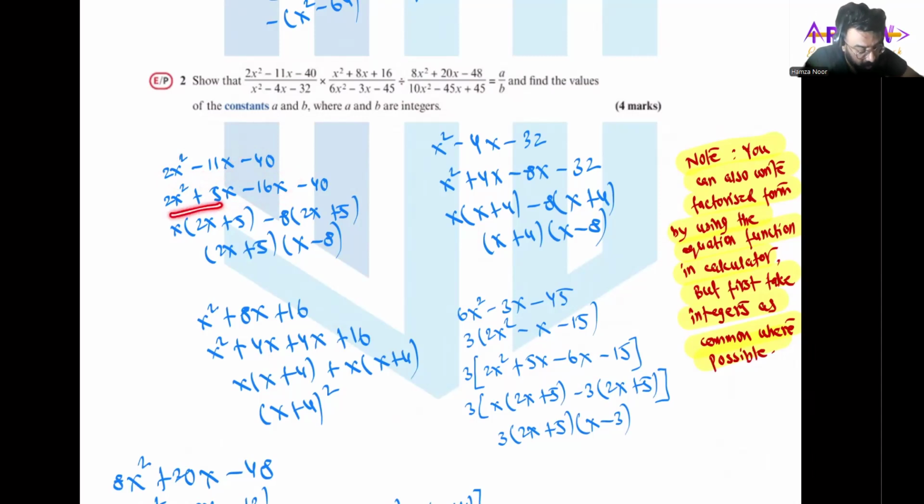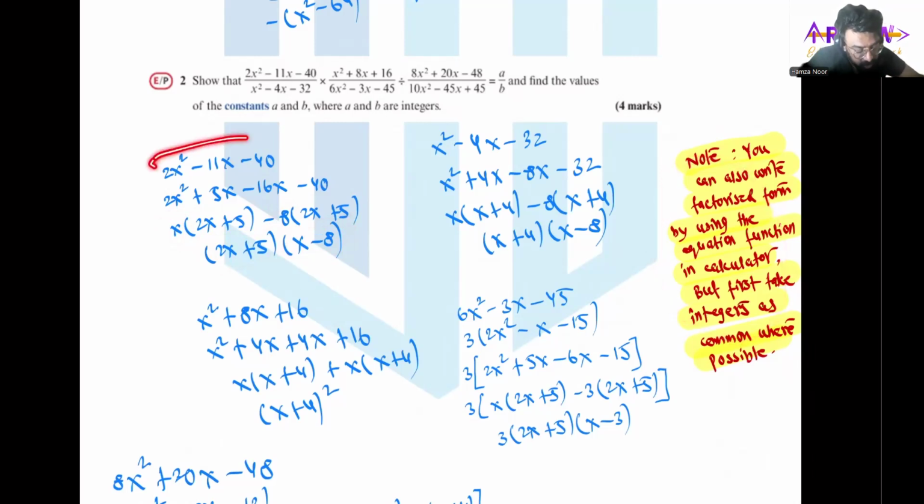So 2x square plus 5x minus 16x minus 40. Taking x as common multiplied by 2x plus 5, taking minus 8 as common multiplied by 2x plus 5. So therefore, 2x plus 5 is being exactly repeated. So 2x plus 5 multiplied by x minus 8. Okay, so what steps can you do according to this note which I have mentioned?